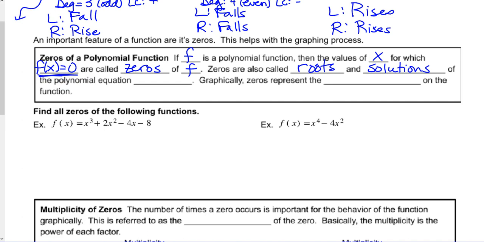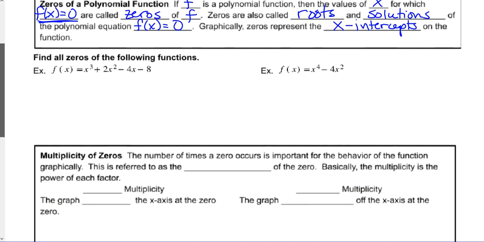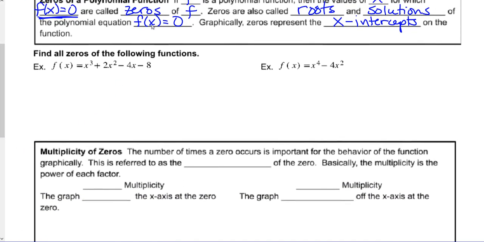Now, those solutions of the polynomial equation f of x equals 0. Now, graphically, what does that mean? Where is the y value equal to 0? That is where we have our x-intercepts. So, x-intercepts, zeros, roots, solutions, they are all the exact same thing. So if I ask you, like in the next questions, how do we find all the zeros of that function? Basically, I want to know when that function value equals 0. So where's my function equal to 0? That's what we're looking for.